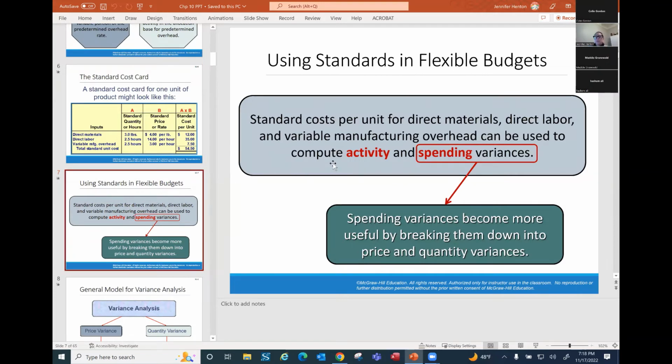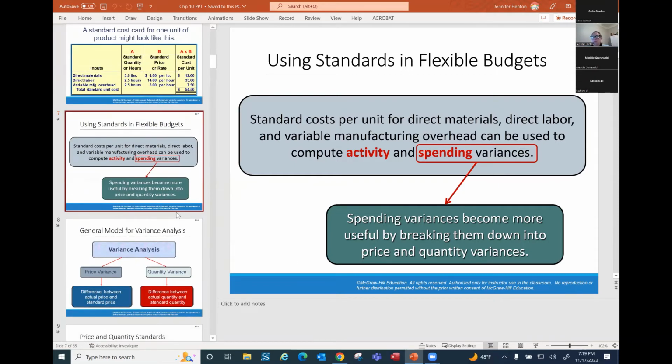So we have standard costs per unit for direct materials, direct labor, and variable manufacturing overhead. It can be used to compute activity and spending variances. Our spending variance becomes more useful by breaking it down into price and quantity, because sometimes we look and say, okay, the price was higher, but was it because we had more quantity, or was it the price that was off and the quantity was correct? So we want to look at both of them.